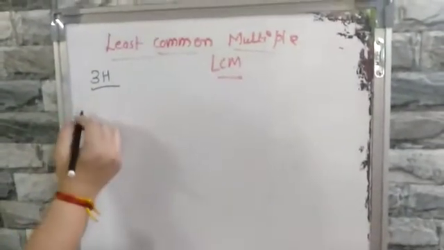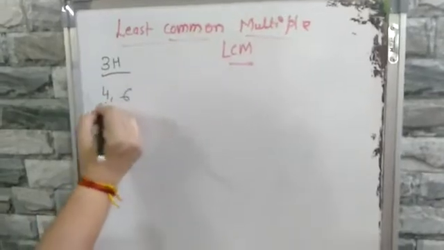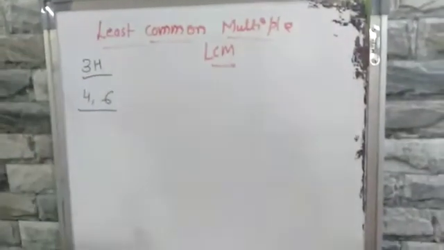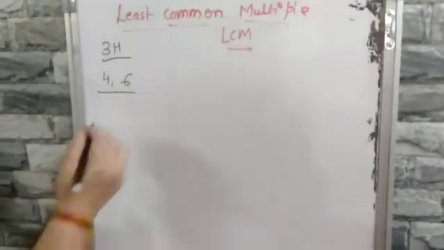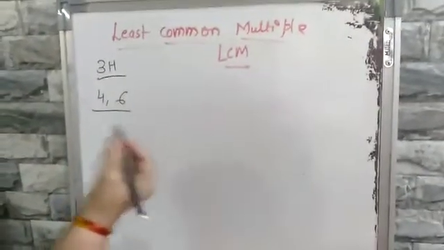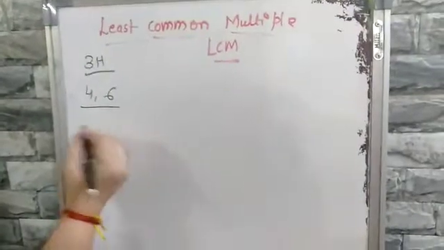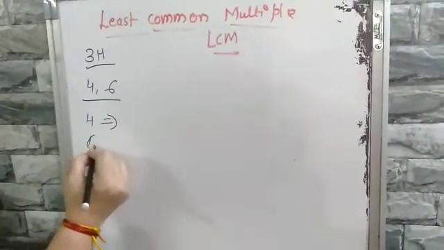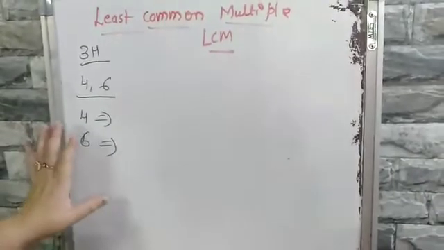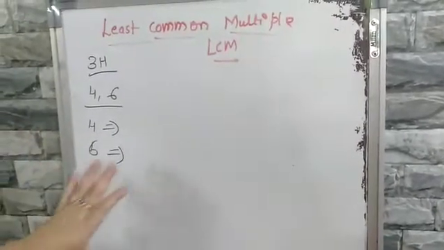Let's suppose you have to find the LCM of 4 and 6. Firstly, what is LCM? I want to explain it again. Although we have done this in 4th and 5th class, we will still recall. Please find all the multiples of 4 and 6. At least 4 or 5 multiples you can find.